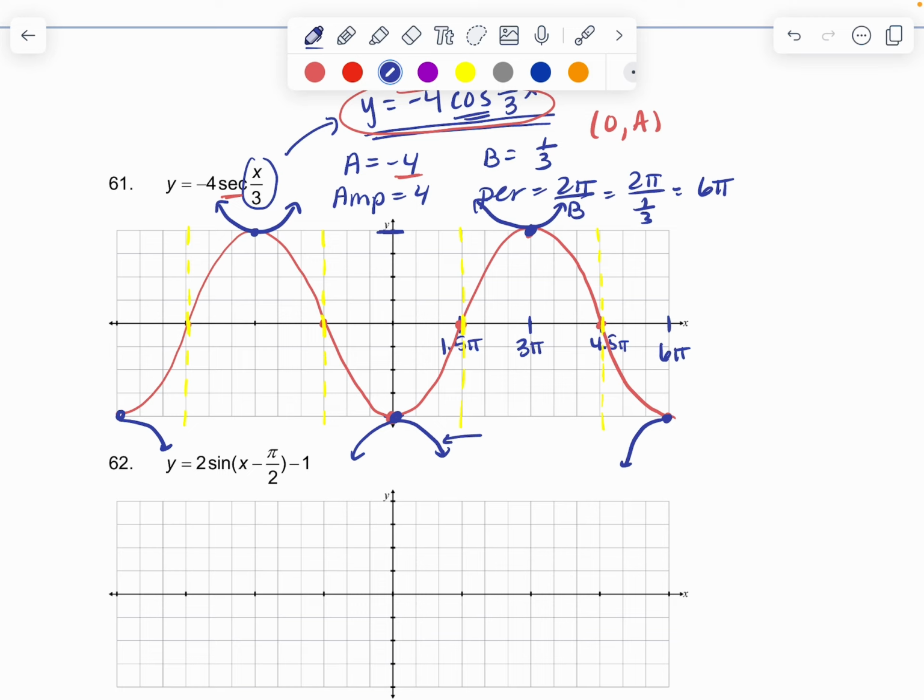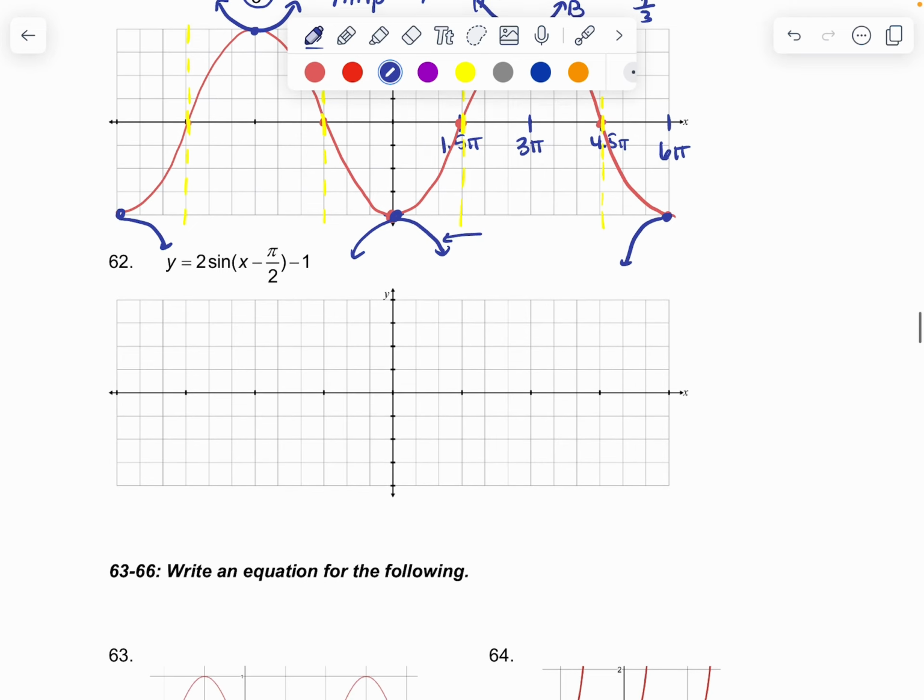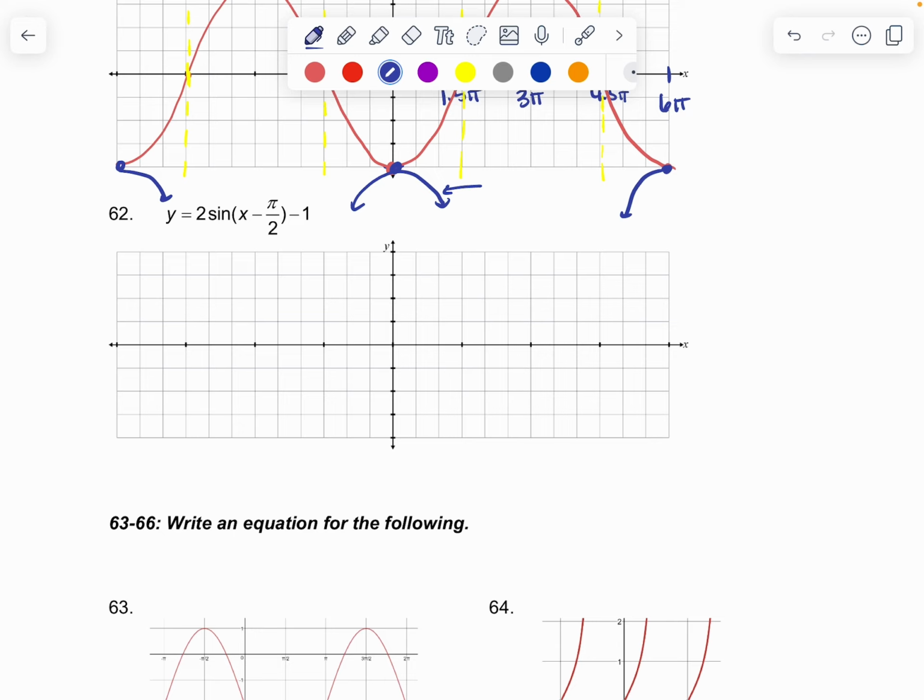not the red one. Okay, number 62, just a lot of translations on this one. It's just a regular old sine graph, but kind of a lot going on here. So your a value is 2, which means that your amplitude is also 2. That means that I'm going to go up 2 and down 2, my highest and my lowest points. My b value, the number in front of the x right there, is just a 1. So remember the period for a sine and a cosine graph is 2 pi over b. So this would just be 2 pi over 1, which is just 2 pi.